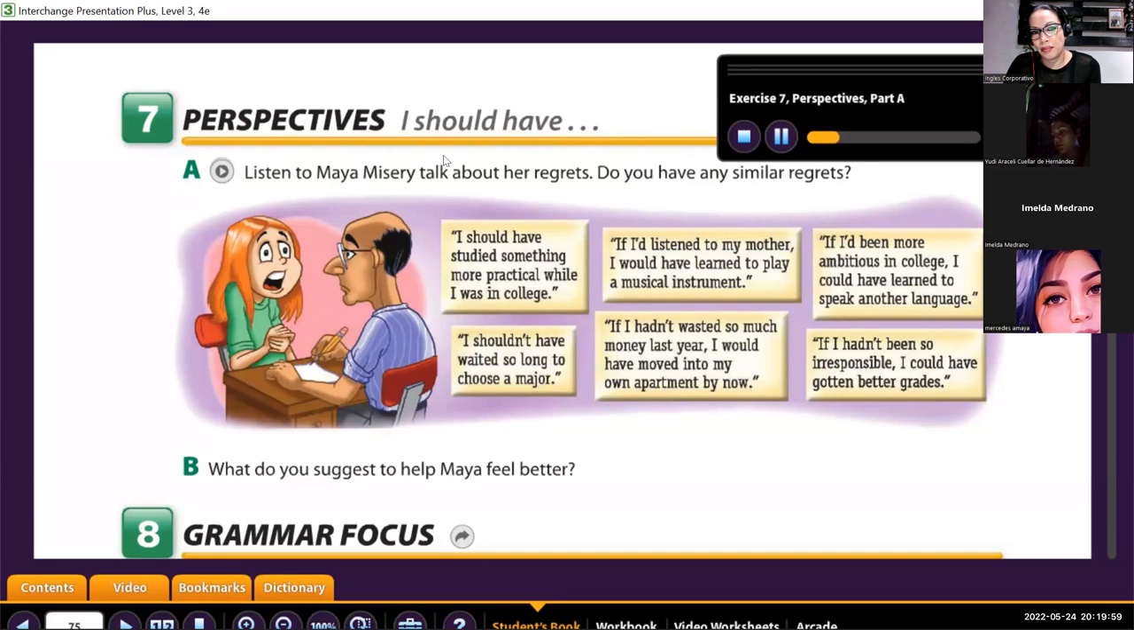I should have. Part A. Listen to Maya Misery talk about her regrets. Do you have any similar regrets? I should have studied something more practical while I was in college. I shouldn't have waited so long to choose a major. If I'd listened to my mother, I would have learned to play a musical instrument. If I hadn't wasted so much money last year, I would have moved into my own apartment by now. If I'd been more ambitious in college, I could have learned to speak another language. If I hadn't been so irresponsible, I could have gotten better grades.